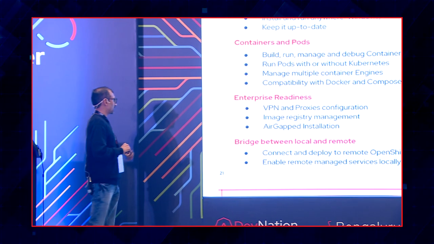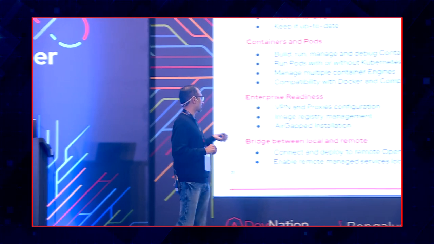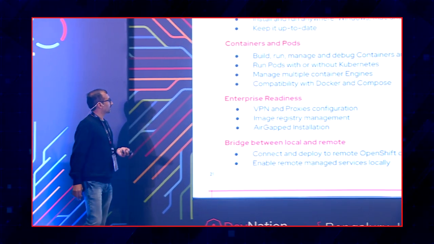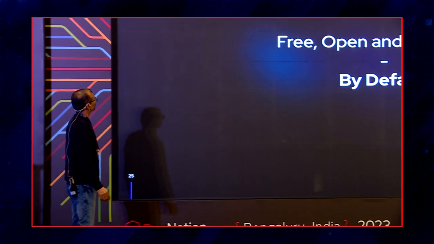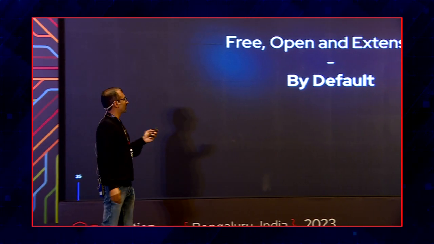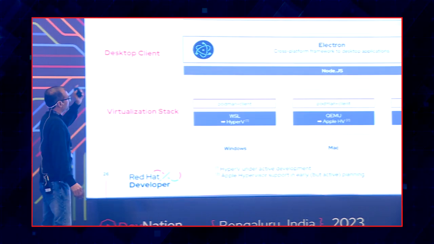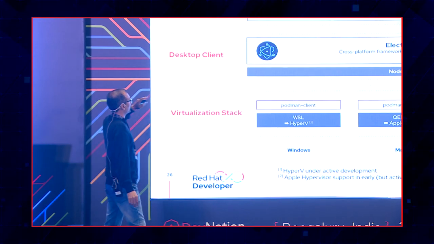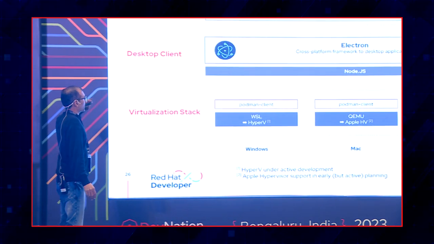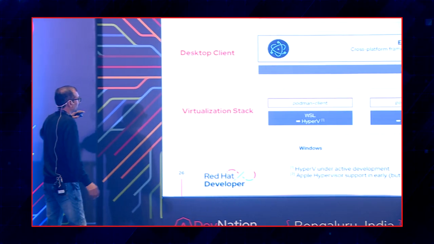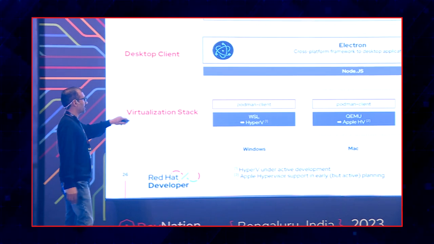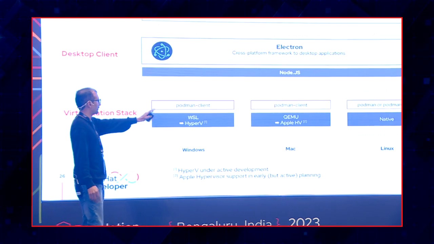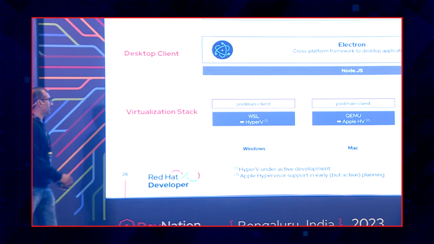And there are all the other things, like we also have VPN and proxy support, configuration support, which is the backend, like the VPN kit which we are using. So free, open, and extendable by default. And I think this is another way of how Podman Desktop was actually created. It's a UI framework which uses these particular toolings, and the client uses Electron, which is a closed platform, and then this is the virtualization stack which I was saying: Hyper-V, Apple hypervisors, and the native one, which is QEMU, KVM, right?